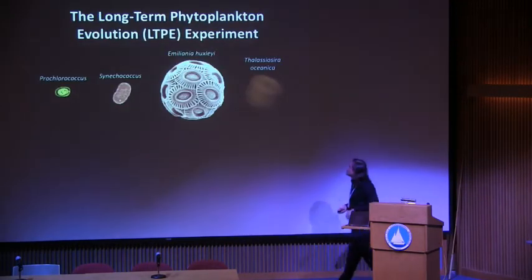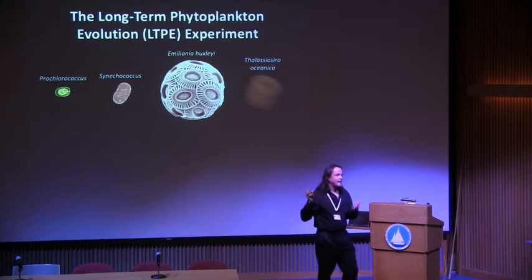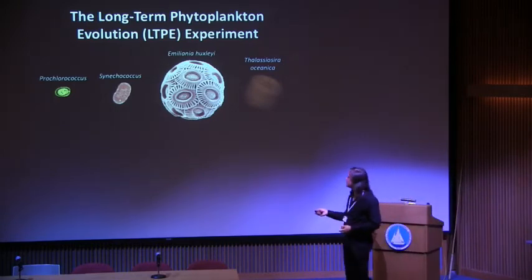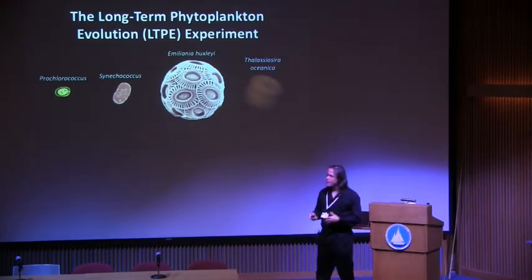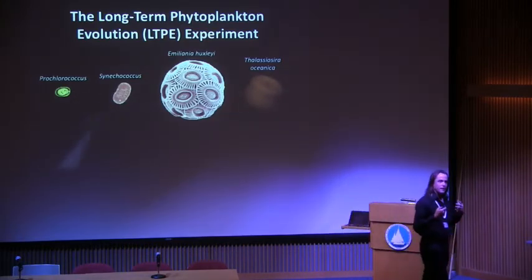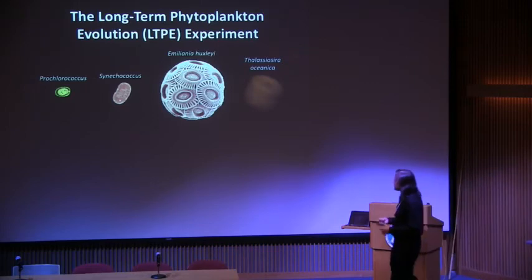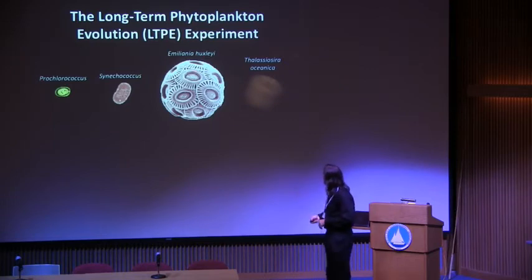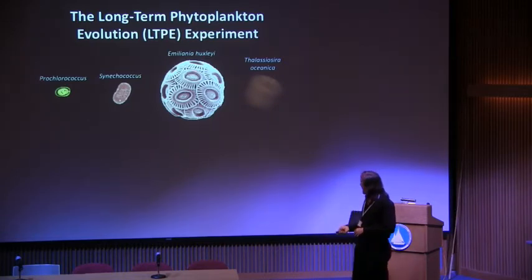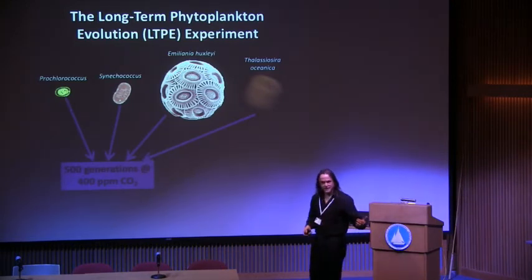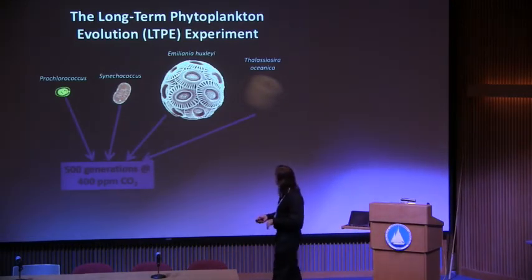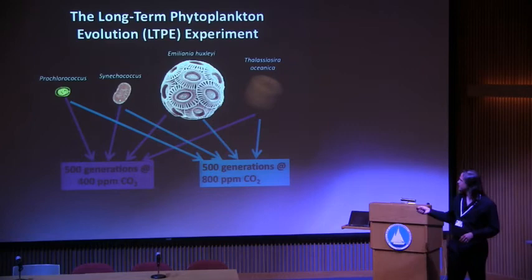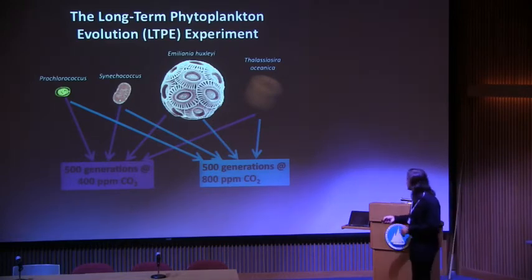All right. So this is the experiment that I have been doing for quite some time now. We've been doing this evolution experiment looking at the ability for important functional groups to adapt to high CO2, to ocean acidification. We call this the long-term phytoplankton evolution experiment. So we've been taking Prochlorococcus, Synechococcus, ehux, and the diatom Thalassiosira oceanica. We've grown them for 500 generations, either at 400 parts per million CO2 or at 800 parts per million CO2, right? So 6 replicate populations of each at each CO2 concentration.